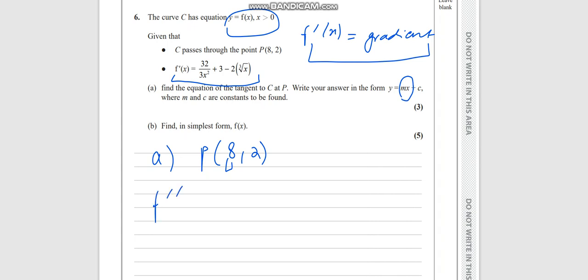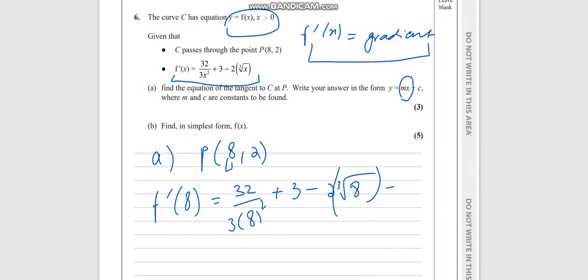So f dash of 8 will be 32 upon 3 times 8 squared plus 3 minus 2 times the cube root of 8. And I'll find that this is equal to minus 5 upon 6. Now the reason I'll not take the negative reciprocal of it is because it is the tangent to C. The default is the tangent, and the normal is when it has to be changed. So the default is the tangent value only.